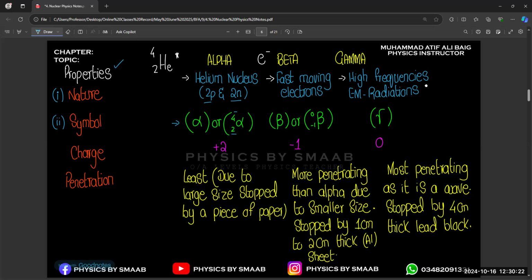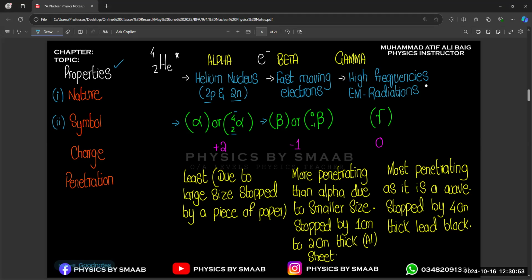In the same way, this is the symbol of beta. You can write it like this, or with the help of the number of electrons, you can also represent it in another way. But for gamma, there is no proton, no neutron, so there is only one representation for gamma. So these are the symbols for alpha, beta, and gamma. Yes.